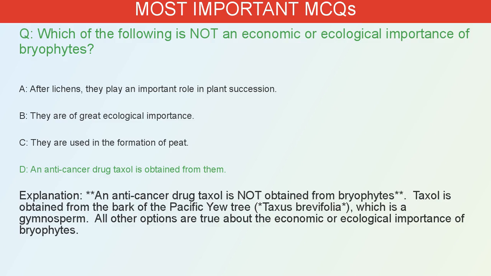The correct answer is D. An anti-cancer drug Taxol is not obtained from bryophytes. Taxol is obtained from the bark of the Pacific yew tree, Taxus brevifolia, which is a gymnosperm. All other options are true about the economic or ecological importance of bryophytes.